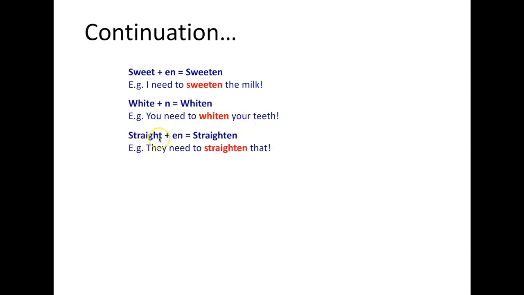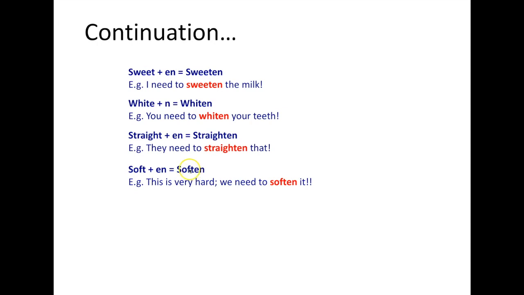Okay, we also have straight, which is an adjective, and then we get straighten by adding en. Entonces tenemos el adjetivo straight, que significa derecho, y cuando adicionamos en, entonces tenemos el verbo enderezar, straighten. The example is, they need to straighten that. Ellos necesitan enderezar eso. We also have the adjective soft plus en, we get soften, okay?